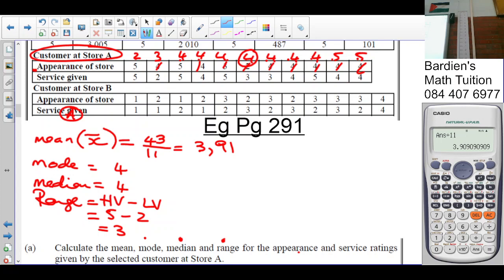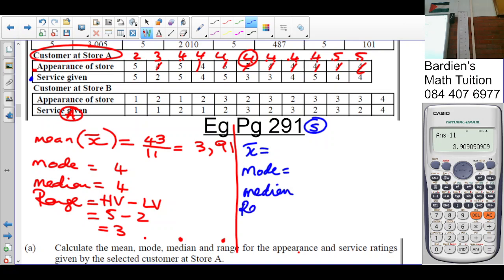So that was dealing with the appearance of the store. But the question was to also work out the service given on the store. So what I want you to do is to calculate the mean, write down the mode, the median, and the range. You all know what to do.